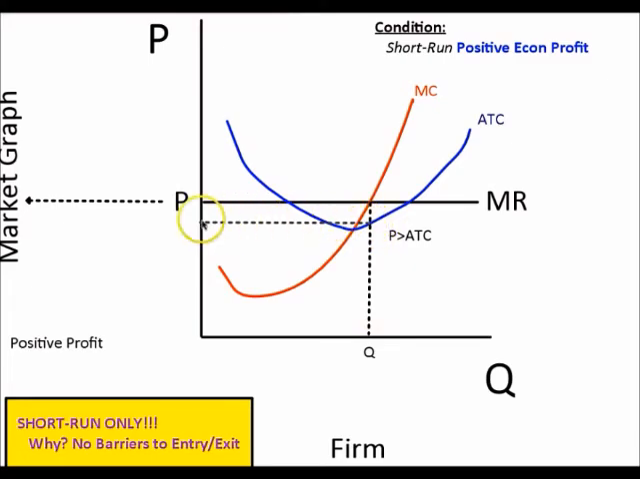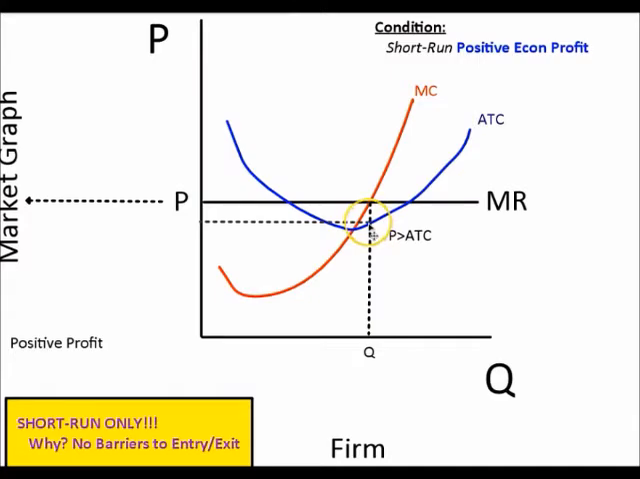Now, many students have been tempted to have this dotted line at the lowest point of ATC. See that right there? No, wrong, bad, don't do that. You want to find where the profit max hits the ATC, which is right there. Not down here, whoops, not down here, it's right there. So be very, very careful.